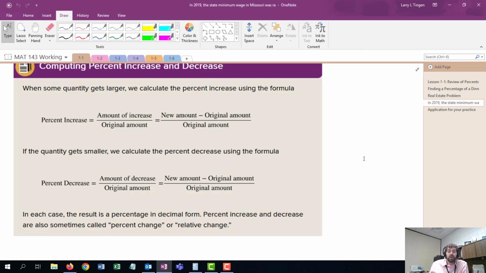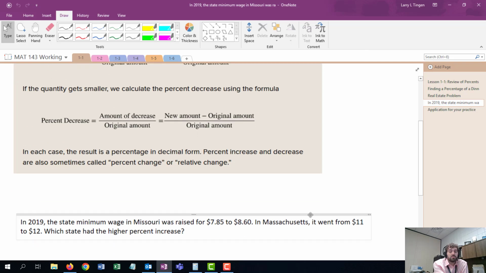All I've got to do is figure out how much it went up or down. If it's an increase, the amount of increase goes in the numerator. If it's a decrease, the amount of decrease goes in the numerator. The denominator is always the original amount, not the new price, the old price. And then how do I get the amount of increase? I just take my new minus my old. How do I get my decrease? Same thing, new minus old. Okay? So let's get to a problem.